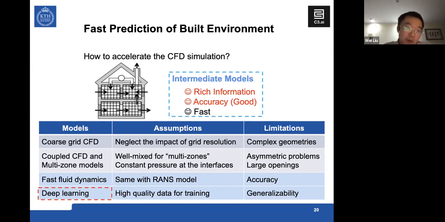And then we have deep learning, and we found that by using deep learning with CFD, it has great potential to improve both the accuracy and efficiency.